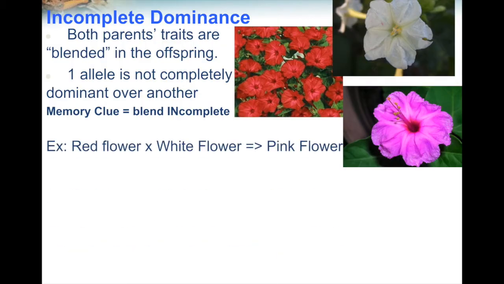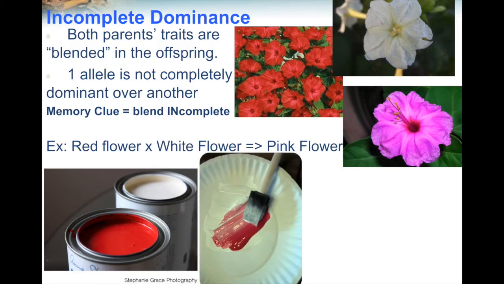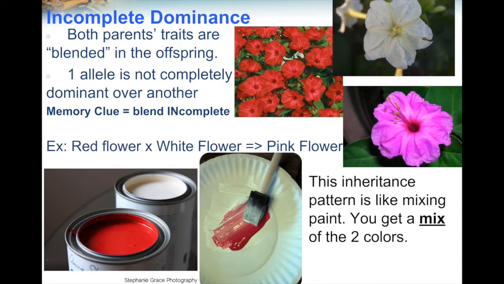Now, like I said, that's the example. Red flower and a white flower, they blend the colors together to make the pink flower in the offspring. Now you can think of this as like paint. When you mix red paint and white paint, you don't just get all red paint. You don't just get all white paint. What do you get? You get a blend of the 2 colors. You get pink. So when you think of incomplete dominance, you think the parents' traits are blending in the offspring.